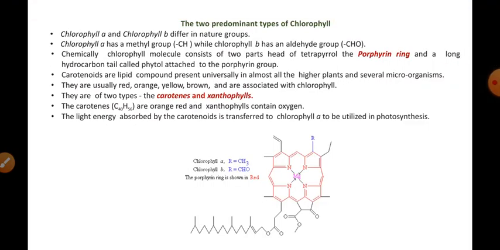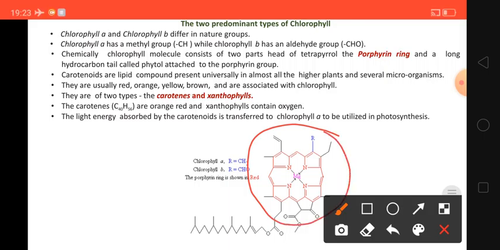Now next, let us study the two predominant types of chlorophyll. Chlorophyll A and chlorophyll B are the two predominant types of chlorophyll. Chlorophyll A has a methyl group, whereas chlorophyll B has an aldehyde group. Now chemically, the chlorophyll molecule consists of two parts. The head, which is called the porphyrin ring. So this is the porphyrin ring, and then it will have a long hydrocarbon tail, which is called the phytol, which is attached to this porphyrin ring.